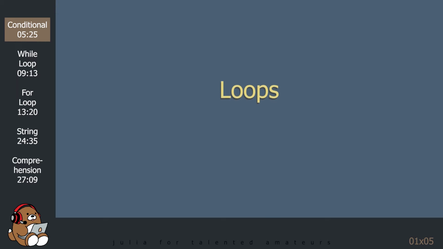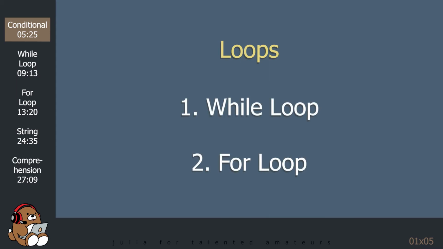A loop is a set of instructions that is specified once, but may be carried out multiple times in succession. We will be covering 2 categories of loops: 1, the while loop, and 2, the for loop.